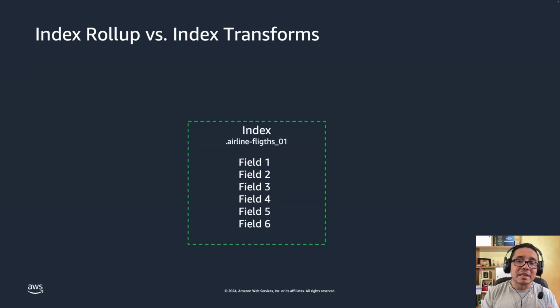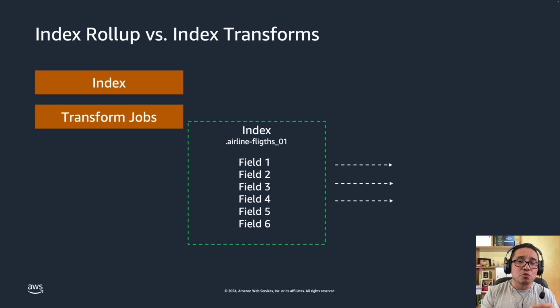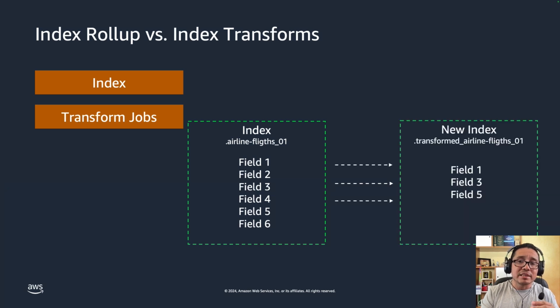On the other hand, index transforms let you create a different summarized view of your data, centered around certain fields, so you can visualize or analyze the data in different ways. For example, let's suppose that you have airline data that is scattered across multiple fields and categories, and you want to view a summary of the data that is organized by airline, quarter, and price. You can use a transform job to create a new summarized index that is organized by those specific categories.